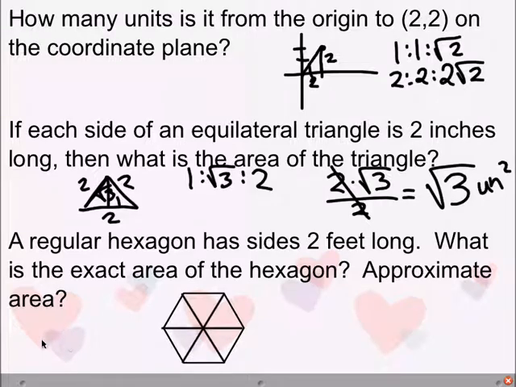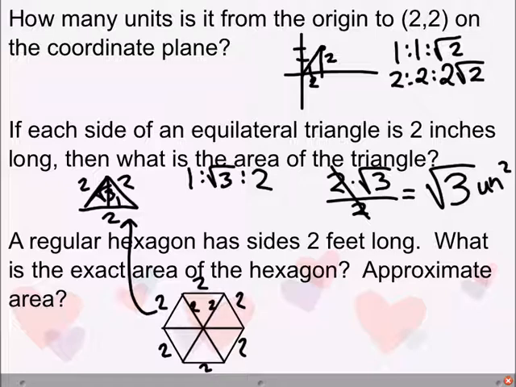A regular hexagon has sides of 2 feet long. What's the exact area of the hexagon? And then the approximate area. Okay, so a regular hexagon has sides of 2 feet long, 2 by 2, all the way around. Well, actually this relates to what we just did, because we said, well, if we have a regular hexagon, all of those are equilateral triangles that make up the hexagon. So all of those are equilateral triangles with sides of 2.